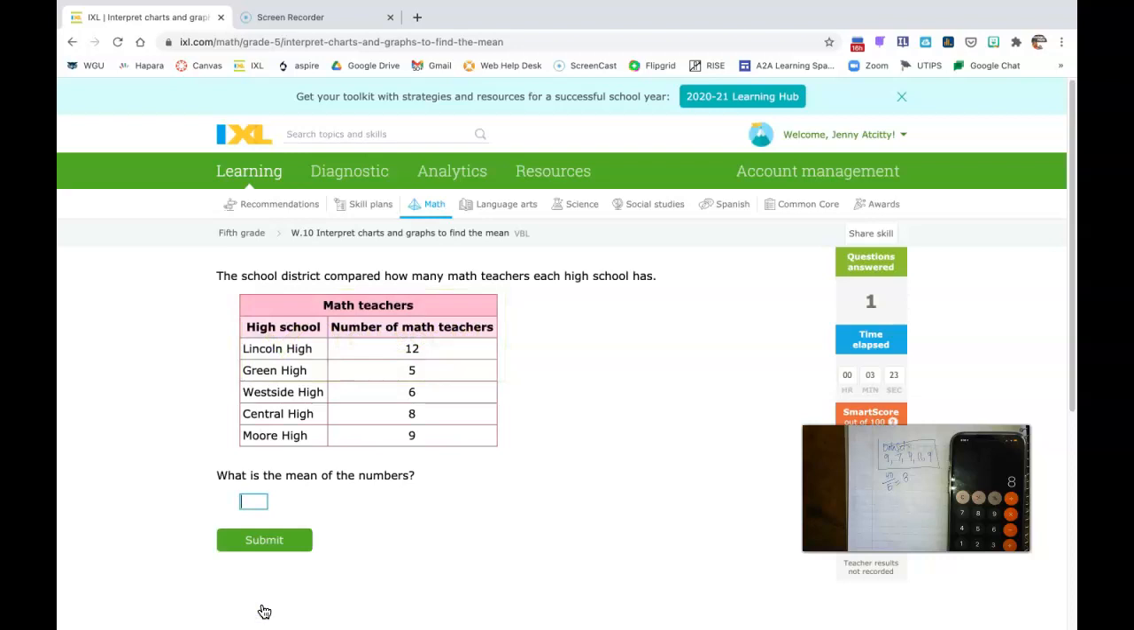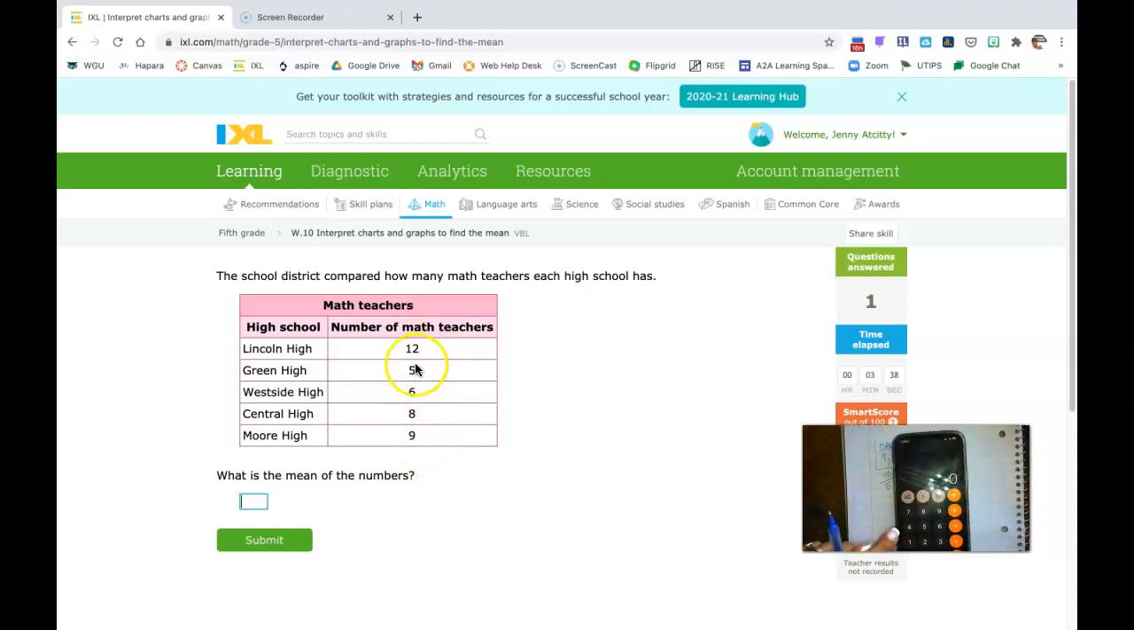All right, let's do a different one. Now this graph is a little bit easier to read. The school district compared how many math teachers each high school has. So the data set is right here. I don't have to write anything down, so I'm just going to add the data set together and then divide. So I'm going to add 12 plus 5 plus 6 plus 8 plus 9, and then I get a sum of 40, and then I have 1, 2, 3, 4, 5 numbers again. So my mean is 8.